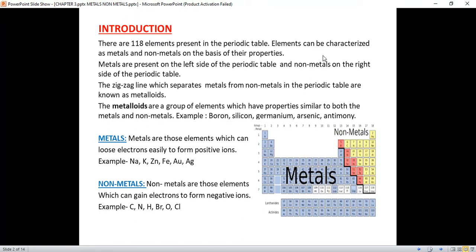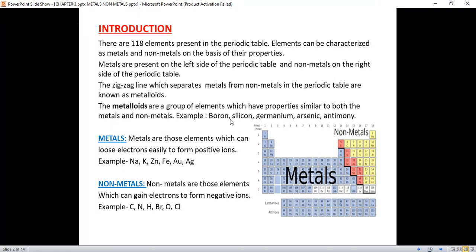Introduction. In the introduction, what we have read: there are 118 elements in the periodic table. Out of these 118 elements, some are metals, some are non-metals, and a few of them are metalloids. Metals are present on the left hand side, non-metals on the right hand side. A zigzag line separates metals from non-metals, and elements near it are known as metalloids. Some examples of metalloids are boron, silicon, germanium.